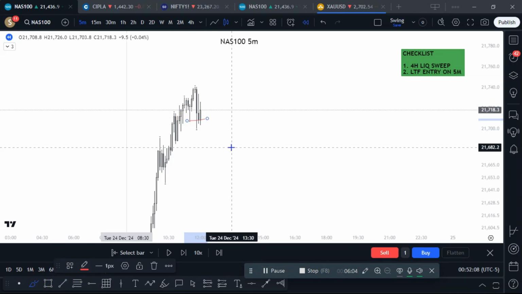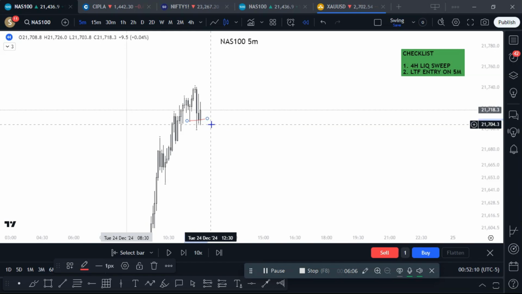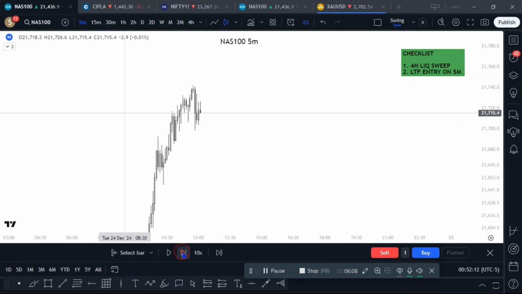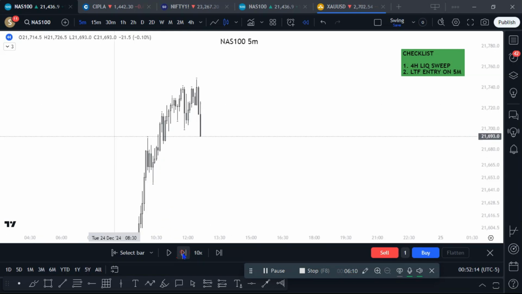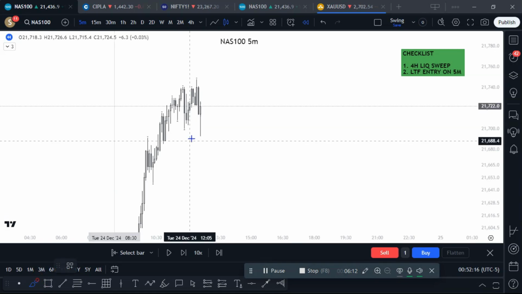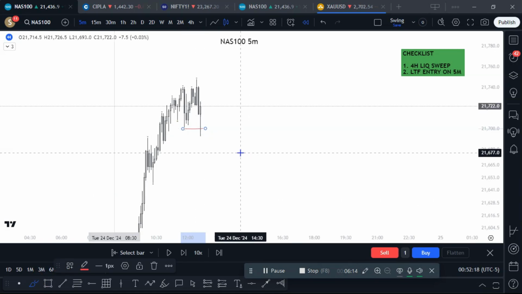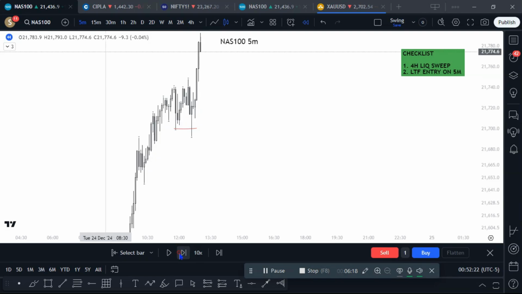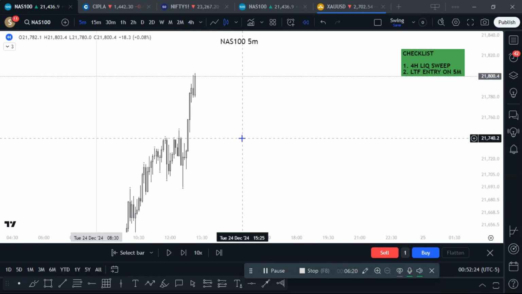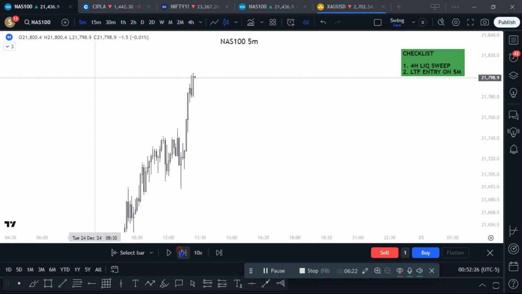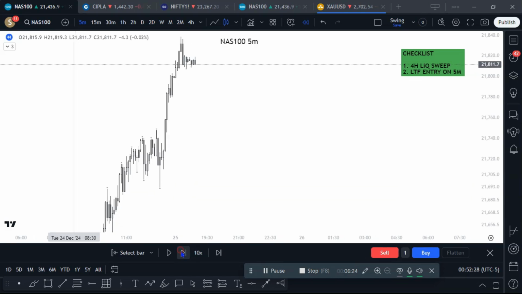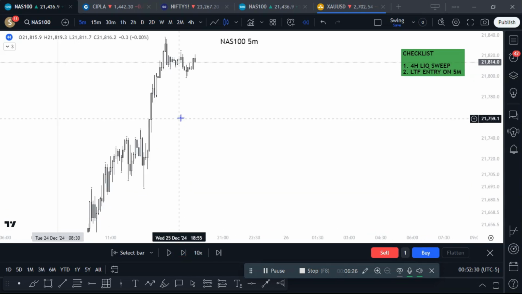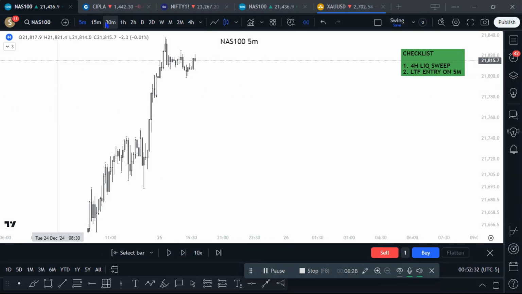But here price didn't make any FVG, so we will wait more. Now this is the displacement price made. Again it didn't make any FVG, so we don't trade. This is where you guys get trapped, because you took entries and didn't wait for a proper FVG. Again, session close, we don't get any trade.